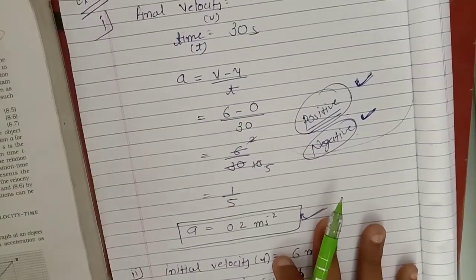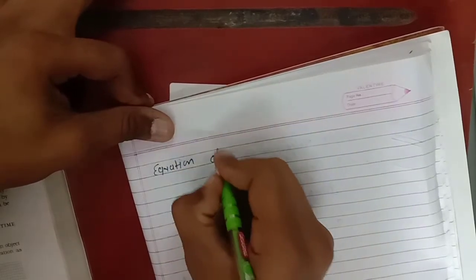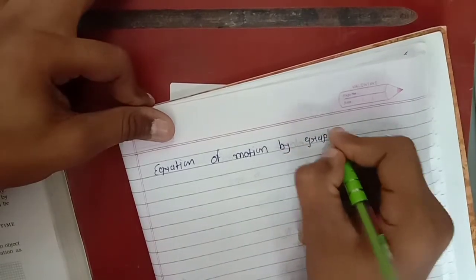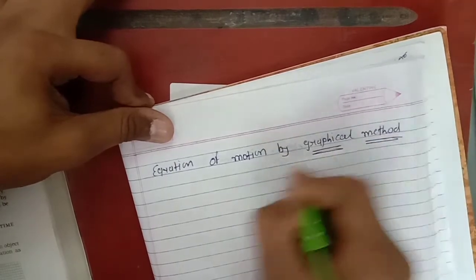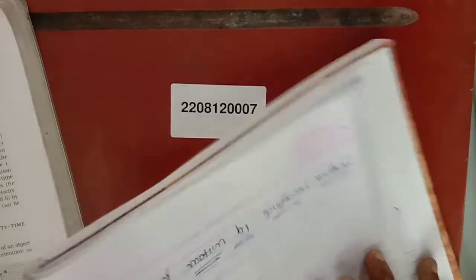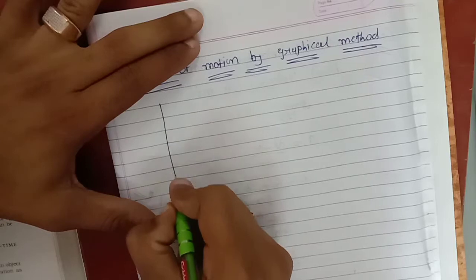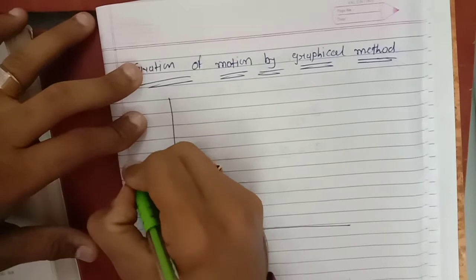Now the most important topic is the equation of motion by the graphical method. For this one, first we draw a graph of velocity and time, a graph which represents velocity against time.